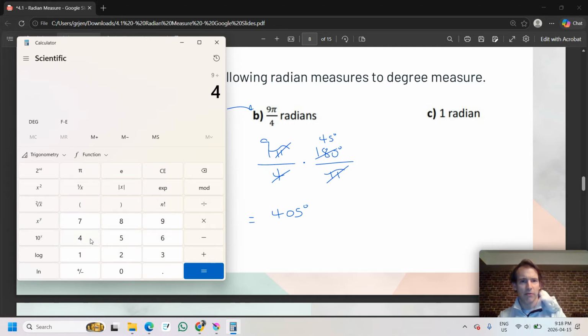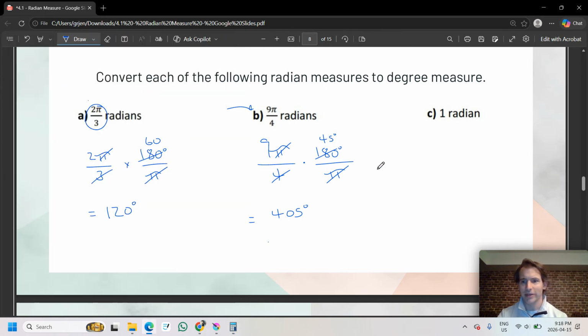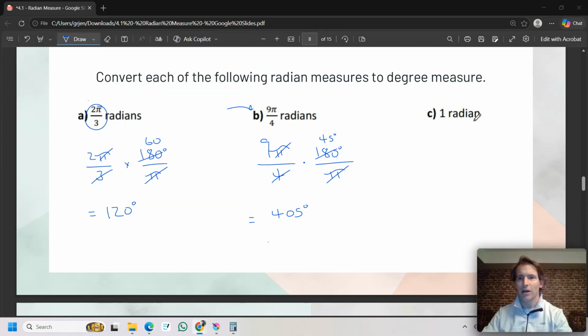9 divided by 4 multiplied by 180 equals 405. Notice I didn't punch in the pies. They're not an important part of this. Well, no, they're an important part, but we don't need to carry those around in the calculator. Okay, 1 radian.